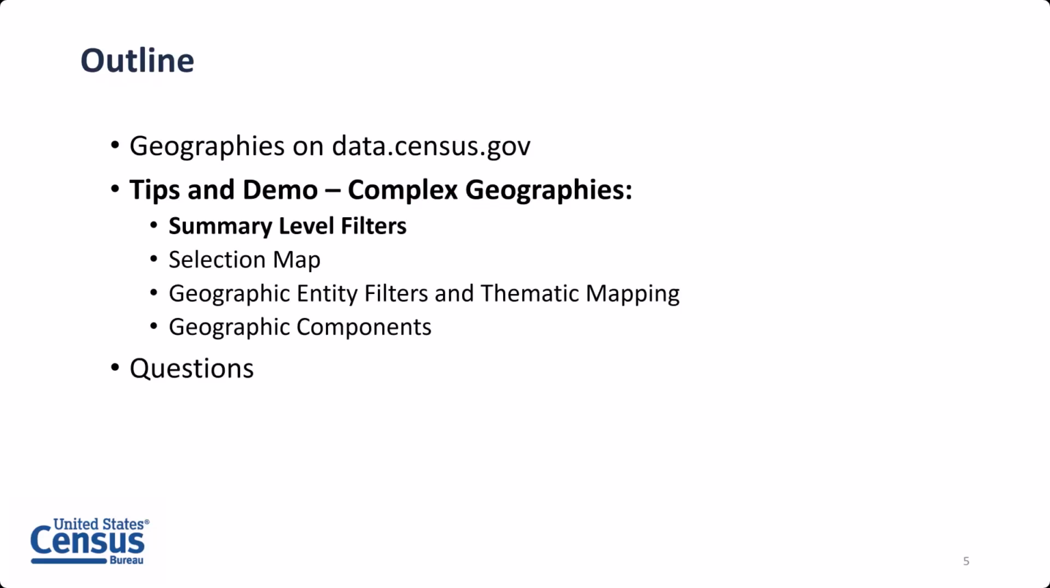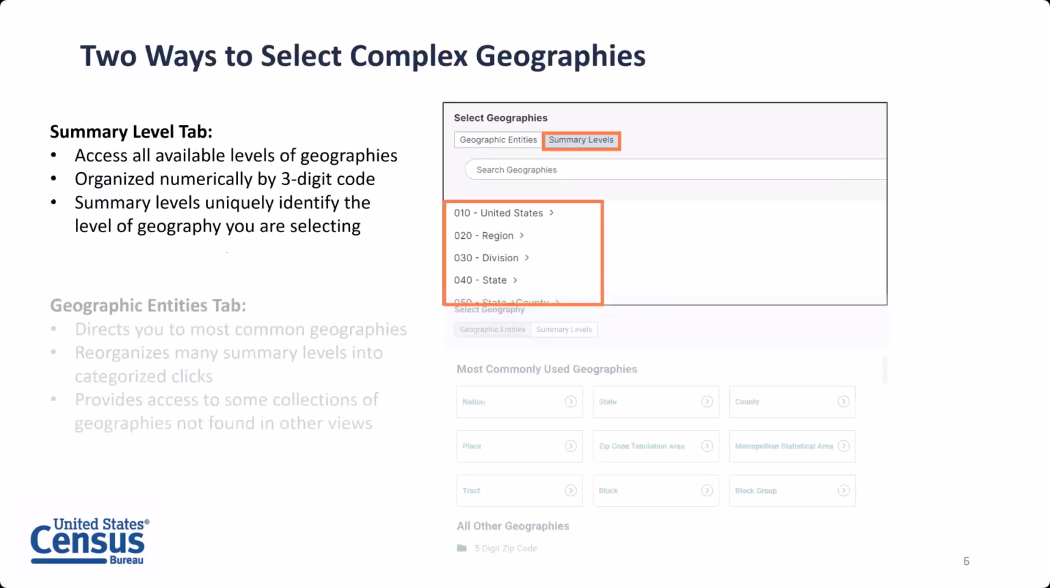So first thing I want to show you is the summary level filters. There are two primary ways that you can select your geography just through the filter panel alone on data.census.gov. One is the summary levels tab. And I like to use this tab anytime I know the 3-digit summary level code associated with my geographic level. The summary levels tab will provide access to all levels of geography, and they are organized numerically by that 3-digit code. So you don't have to know the 3-digit code in order to make a geography selection, but anytime you do, it's very easy to navigate to.